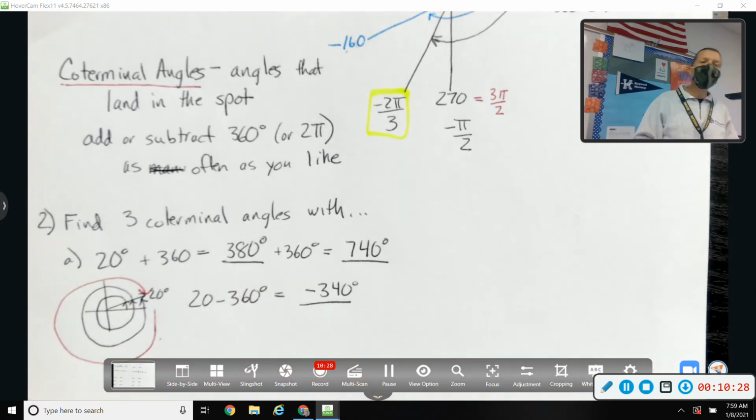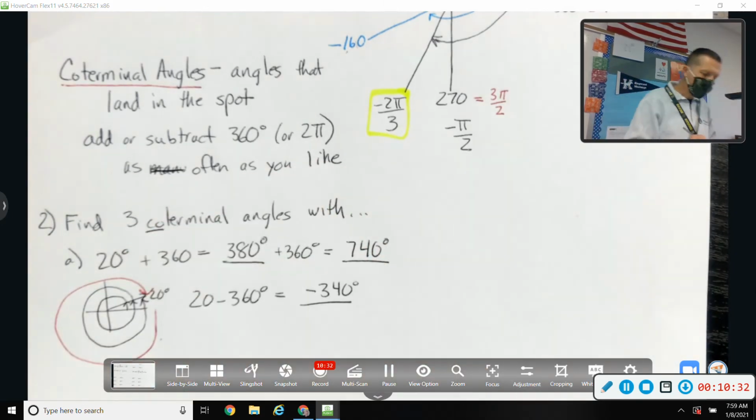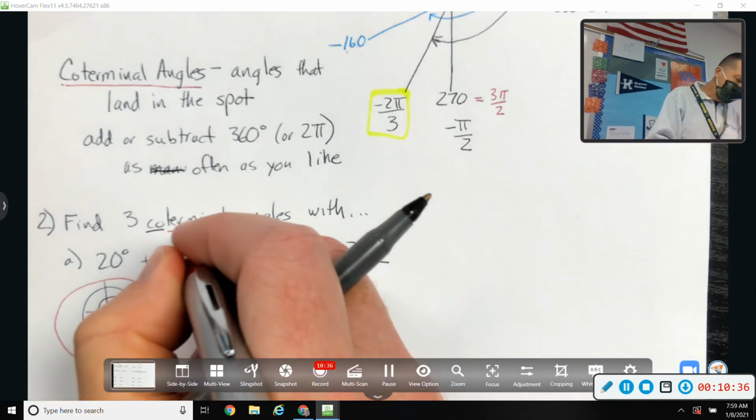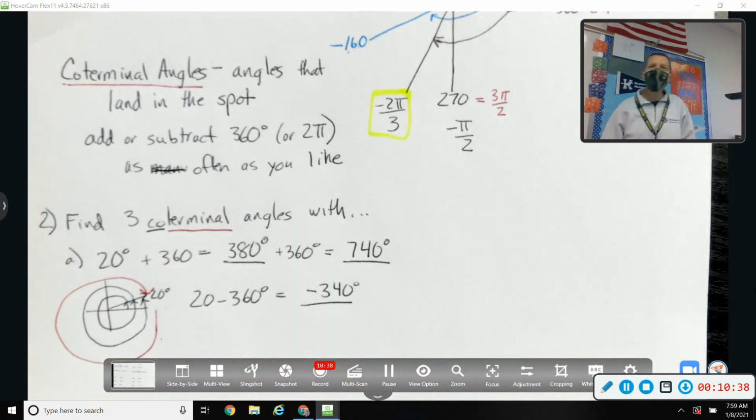But all of those land at the same spot, so they are co, meaning same, terminal, meaning ending, like the airport terminal is where your flight ends. So same ending, literally what coterminal means.